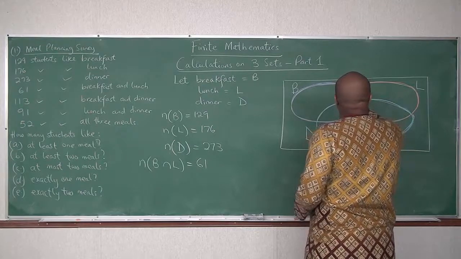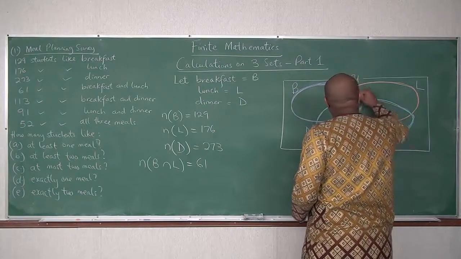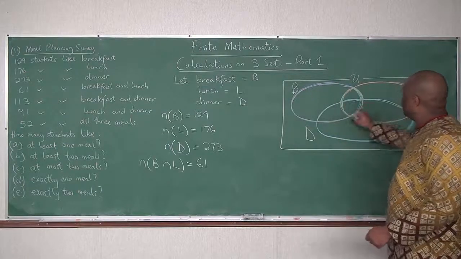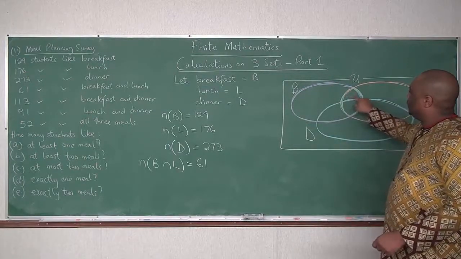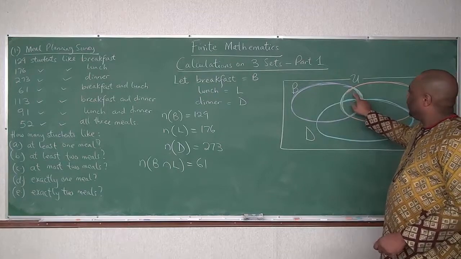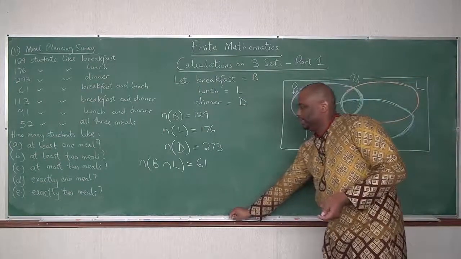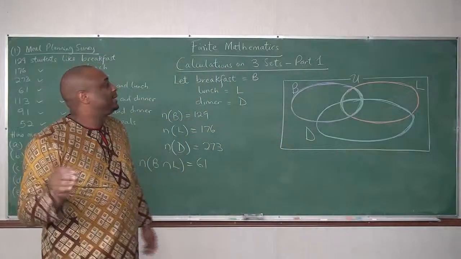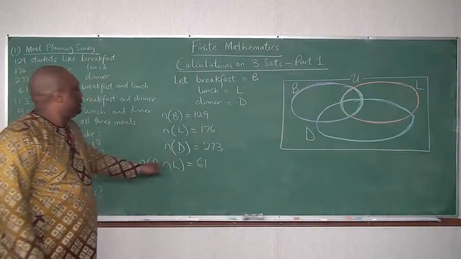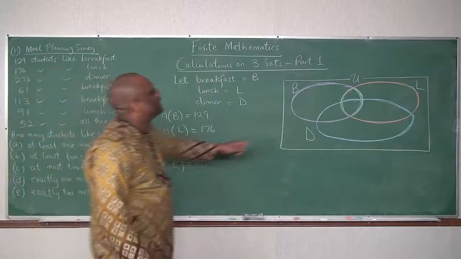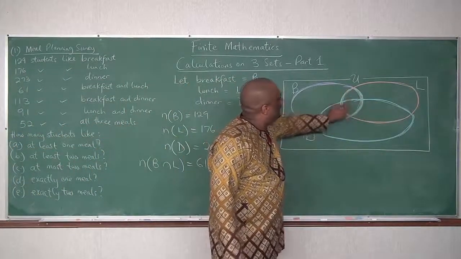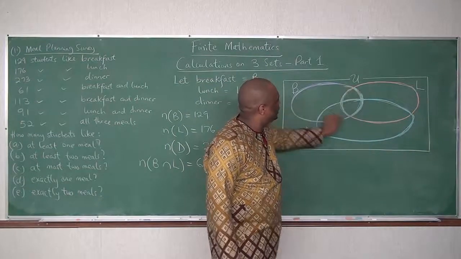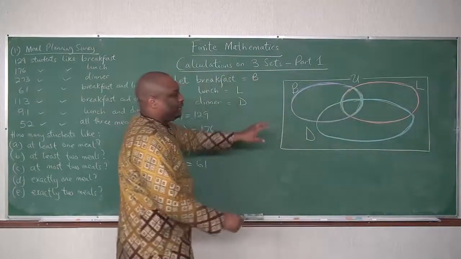Breakfast and lunch. Now, it could also include dinner. So it's everybody here, these folks here. It could also include dinner. But if we want breakfast and lunch only, then it will be here. So please, that's why it is recommended you look at the Venn diagrams for 3 sets first. This means breakfast and lunch, so it's everybody here. But breakfast and lunch only is just this here. Breakfast and lunch is this, which includes dinner.